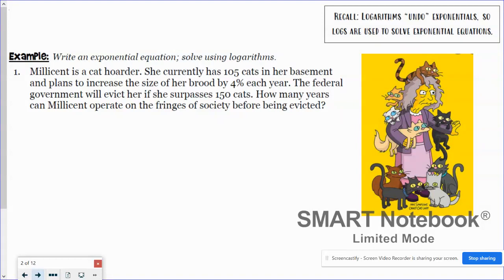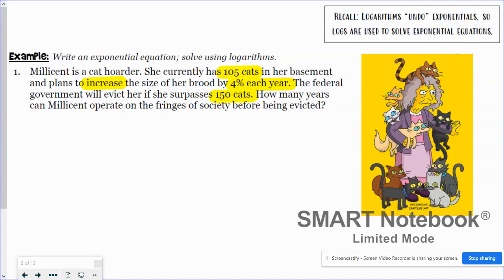Okay, so Millicent is a cat hoarder. She currently has 105 cats in her basement and plans to increase the size of her brood by 4% each year. The federal government will evict her if she surpasses 150 cats. How many years could Millicent operate on the fringes of society before being evicted?